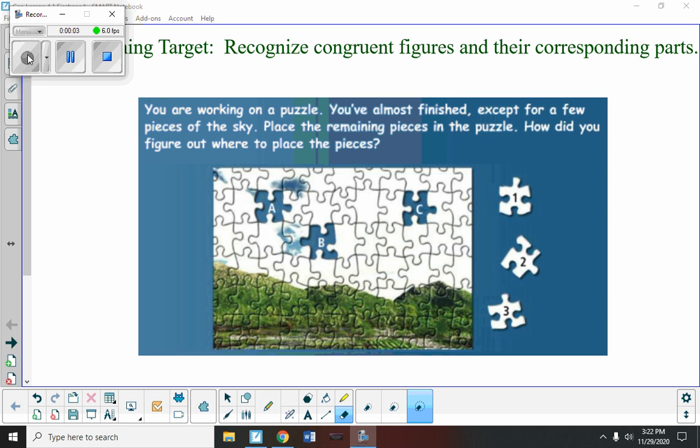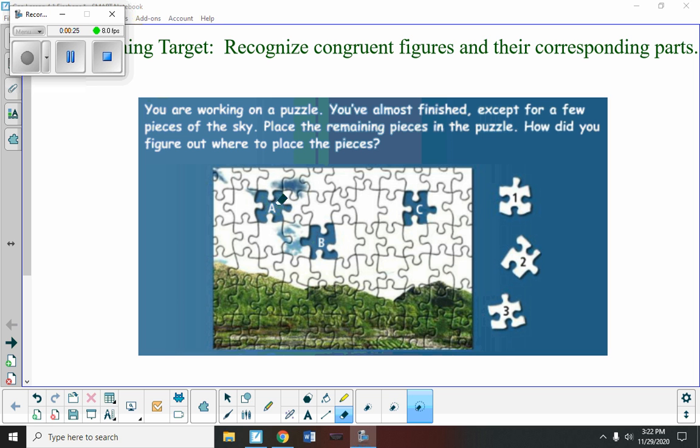Hi, this is lesson 4.1 in geometry, and we are going to be learning how to recognize congruent figures and their corresponding parts. You have done this before if you've ever worked a puzzle. So look at this puzzle. There are 3 pieces that are missing, and to figure out which pieces would fit, you would have to find a shape that is congruent to the missing piece.